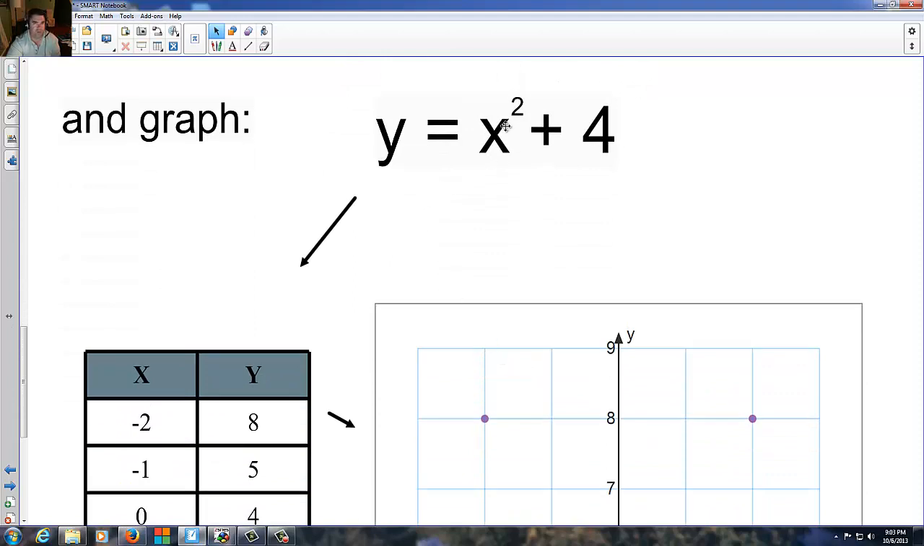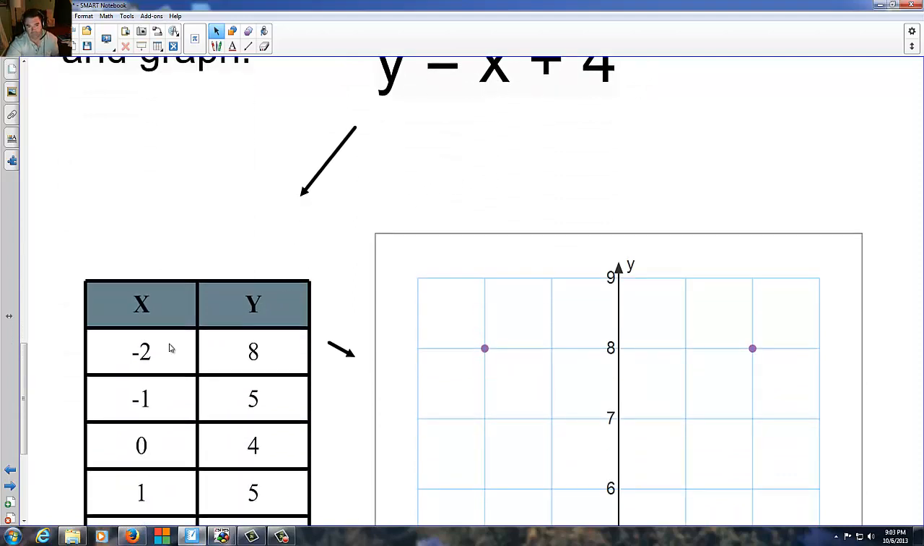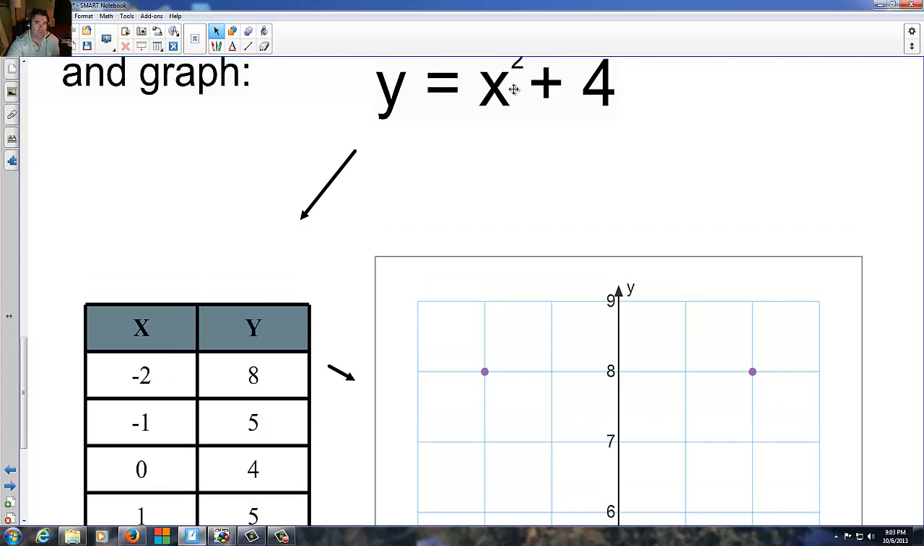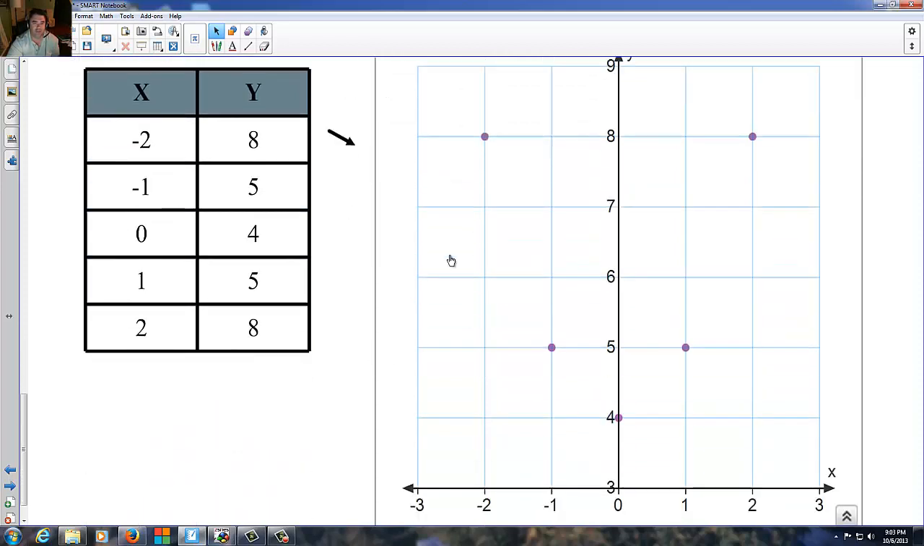Let's just graph using negative 2 through positive 2. And again, negative 2 squared makes 4. 4 plus 4 is 8. And negative 1 squared is 1. 1 plus 4 is 5, etc. Notice how it still forms a parabola. Granted, it's 4 up from 0, 0, but it's still that basic shape. So you're good to go.